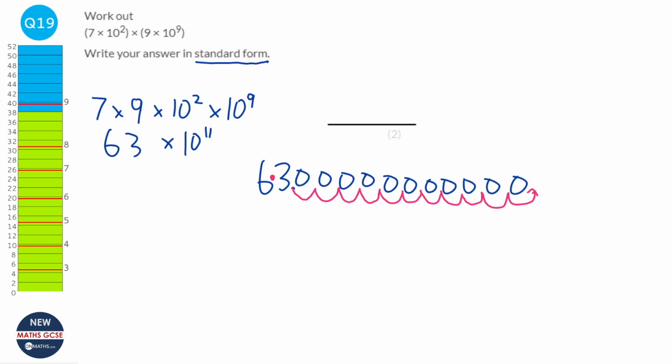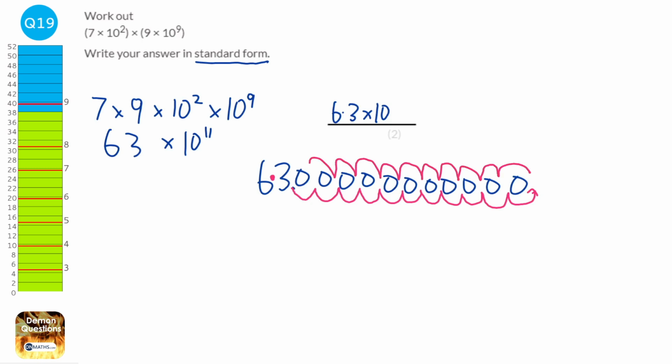So we want that to end up with 6.3 times 10 to the power of, well, let's work that out now. So we go 1, 2, 3, 4, 5, 6, 7, 8, 9, 10, 11, 12. So it's going to be 10 to the power of 12. Now you don't need to do all the working out I've just shown there. You just need to know when you convert that 63 into a 6.3, you need to add 1 to the power.